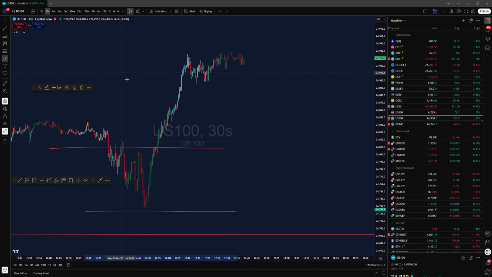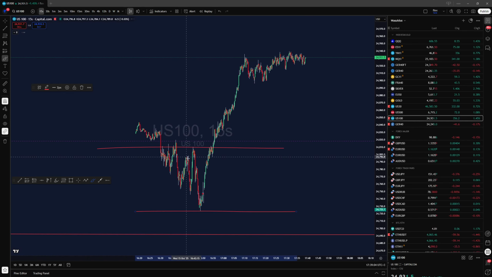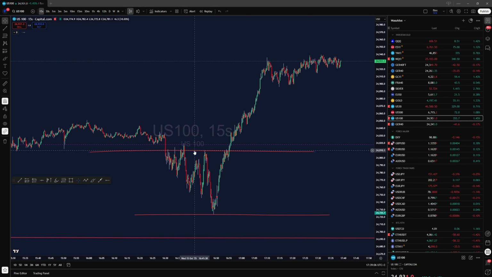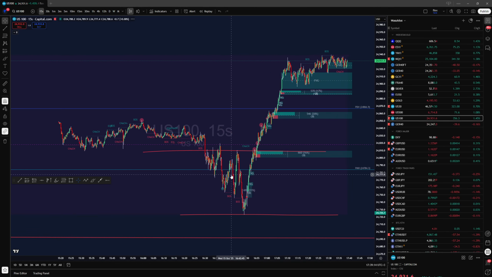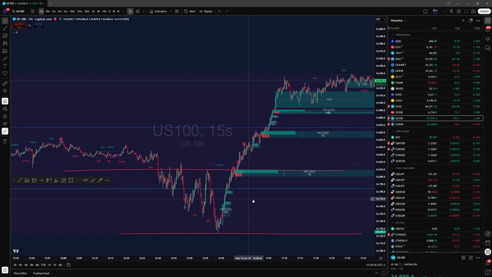But if we jump on like 30 seconds, on like 15 seconds, then yeah, but still the first shift was only here on 15 seconds. Kinda not clean, but whatever, right?